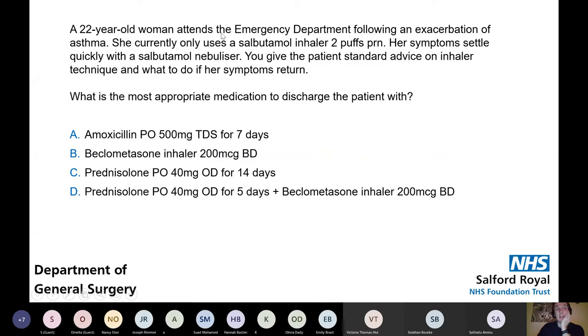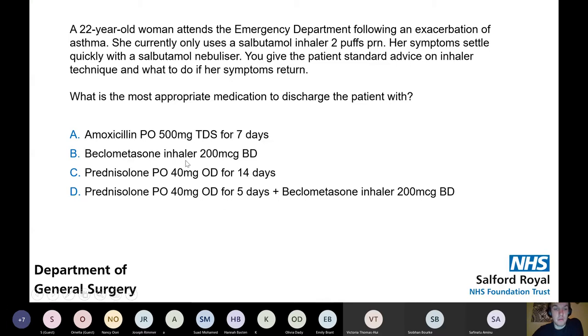If she's had an exacerbation, that's bad. Obviously, people can be really unwell with an asthma attack. With well-controlled asthma, people should not be coming in to hospital. If she is coming into hospital, that suggests that her current regime is not good enough. So we're going to need to step it up. At the moment, she is only on a reliever, so the most sensible thing to do is add in a preventer medication.